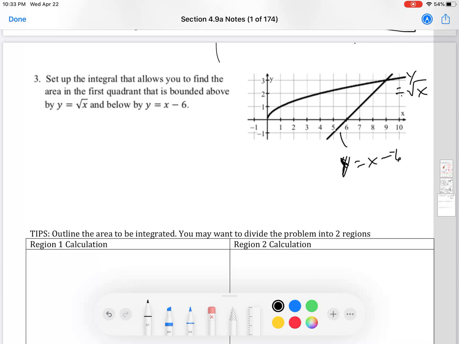So I would actually outline this into 2 regions of integration. So we'll call them region 1 and region 2. This is region 1. And then that's region 2. Region 1 is just between the x-axis and the square root of x. So when you have an x-axis, this is going from x equals 0 to x equals 6. And then region 2 goes from x equals 6 to x equals 9.